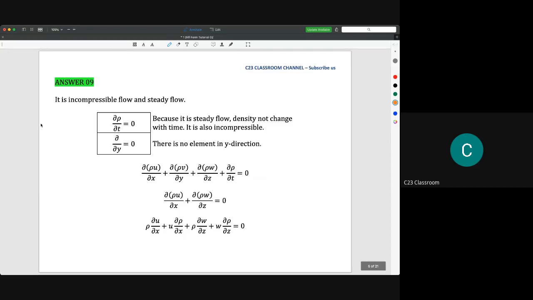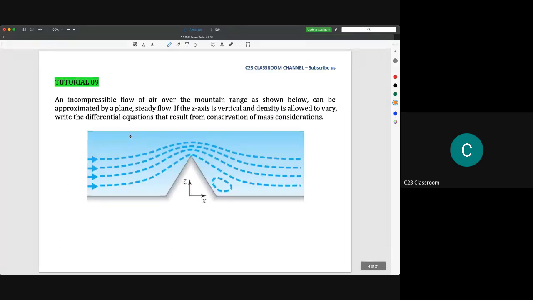Because it is a steady flow, and the density is not changed with time, it is also stated in the question as incompressible air. So we assume that d rho dt is equal to 0, so means that there is no change of density along the time. And then we assume that we are focusing on the z axis here. So for this one, this is the z axis, this is the x, and this is the y actually. Y is actually normal to the screen.